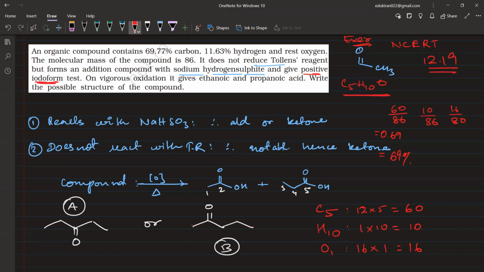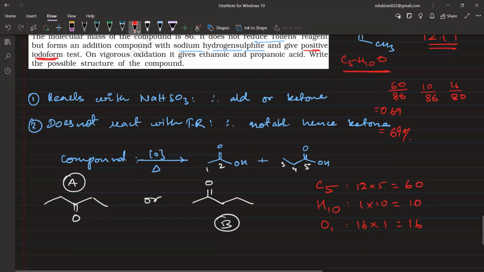Okay, then you are going to write, since it reacts with NaHSO3, that is aldehyde or ketone, it does not react with Tollens' reagent, that is why it is not aldehyde, it is only ketone. Then you are going to tell that it gives positive iodoform test, that is why it will have a CH3 group directly attached to CO carbon. Then we are going to write, since it gives ethanoic and propanoic acid, that ketone is going to have 5 carbon atoms. And the only ketone which is having 5 carbon atoms and also a CH3 group directly attached to carbon is pentan-2-one.